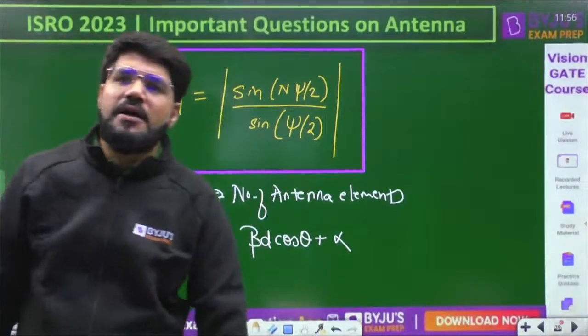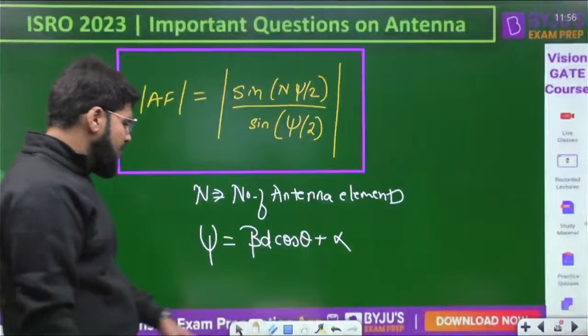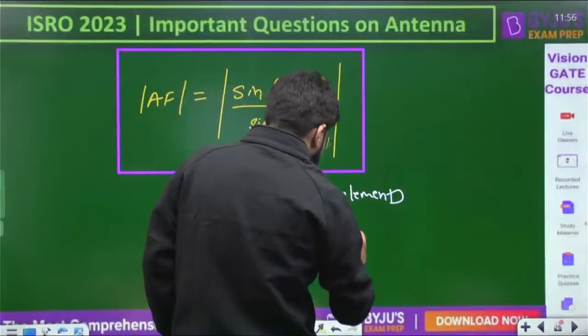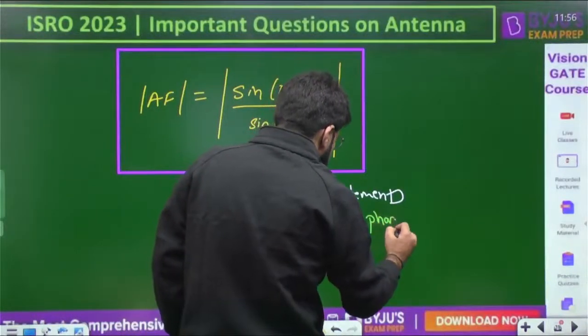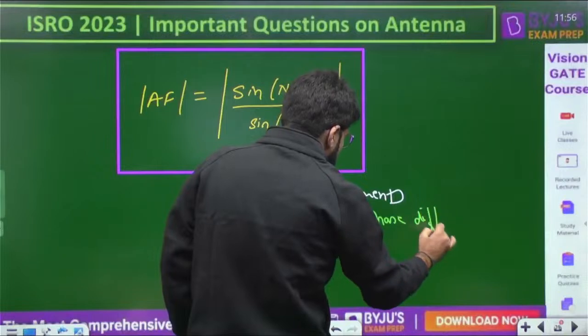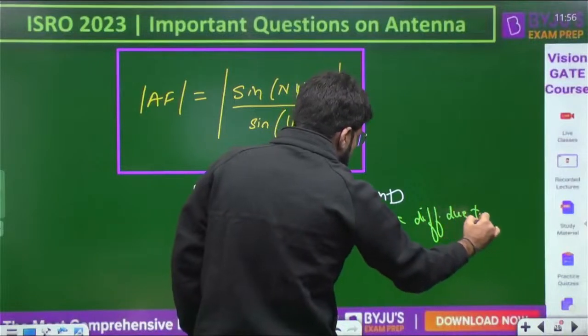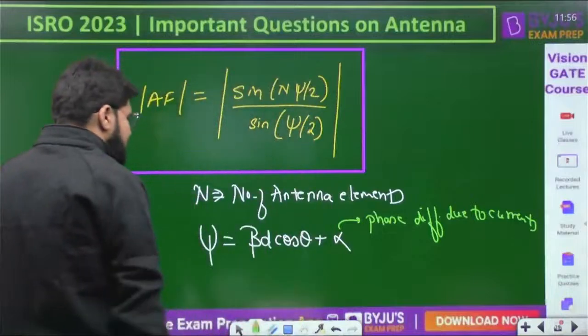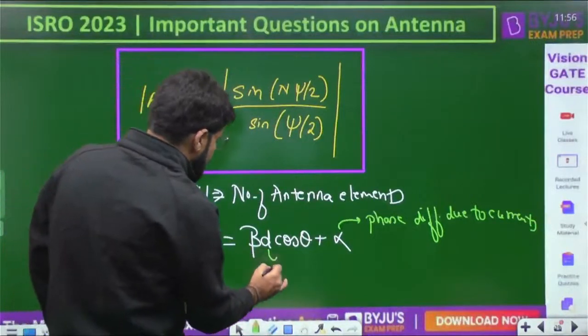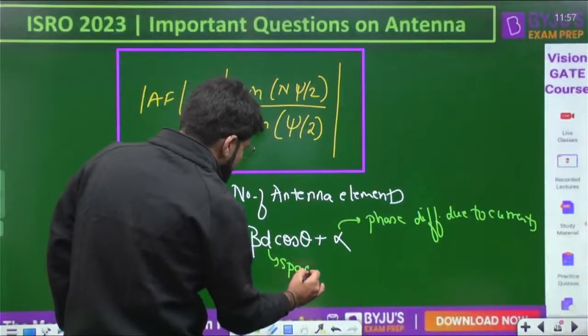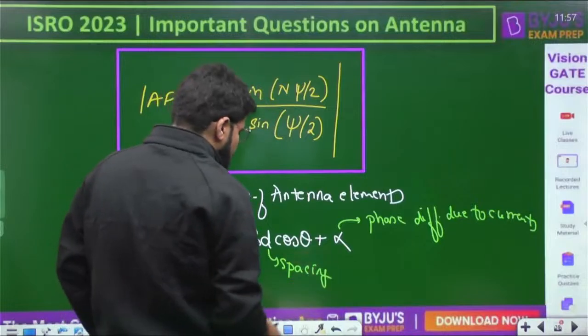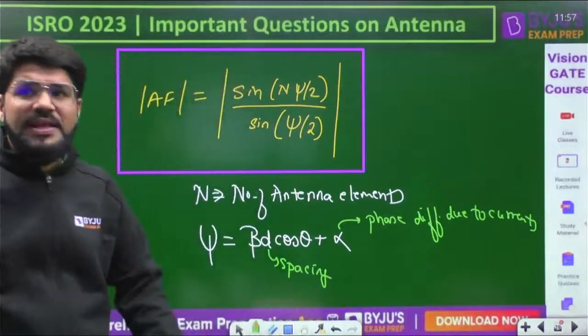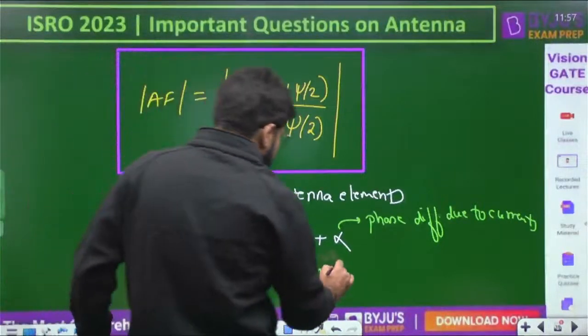Beta d cos theta plus alpha. Alpha is the phase difference in the currents. Beta is as always 2 pi by lambda. D is the spacing between the elements. There are N elements, but what is the spacing? We keep it as uniform spacing. That is the spacing between the elements.